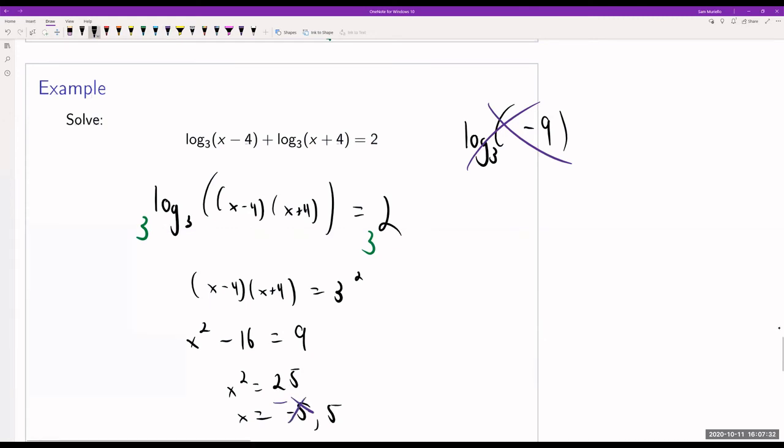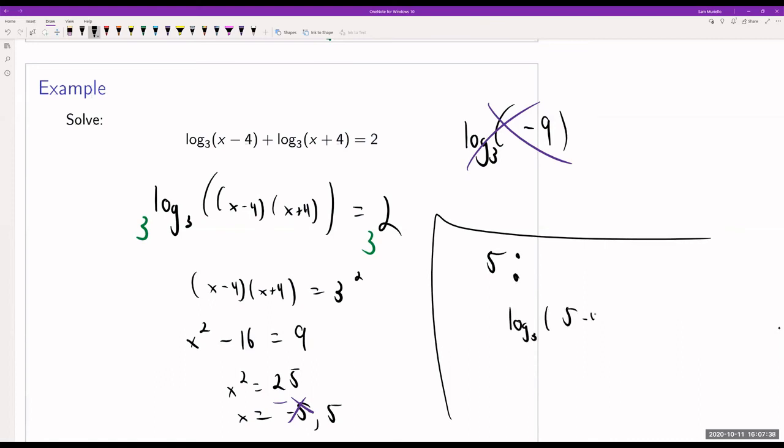But if I were to plug in positive 5, we would have log base 3 of 5 minus 4. That looks okay. Plus log base 3 of 5 plus 4 is equal to 2. That gives us log base 3 of 1 plus log base 3 of 9. Log anything of 1 is 0. Log base 3 of 9, 3 to the power of 2 is 9.